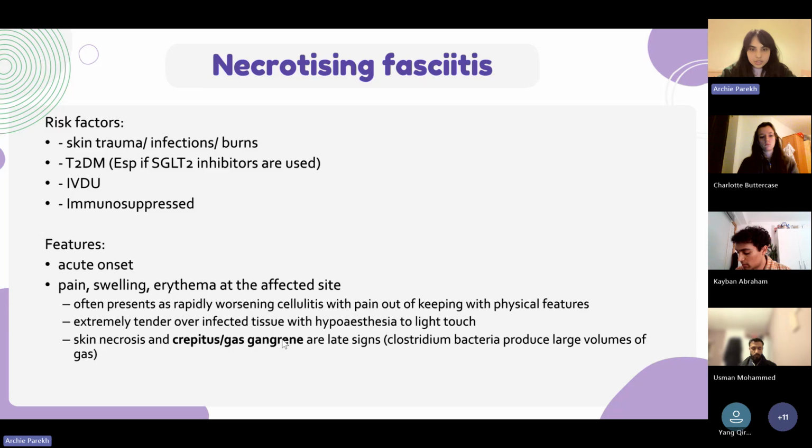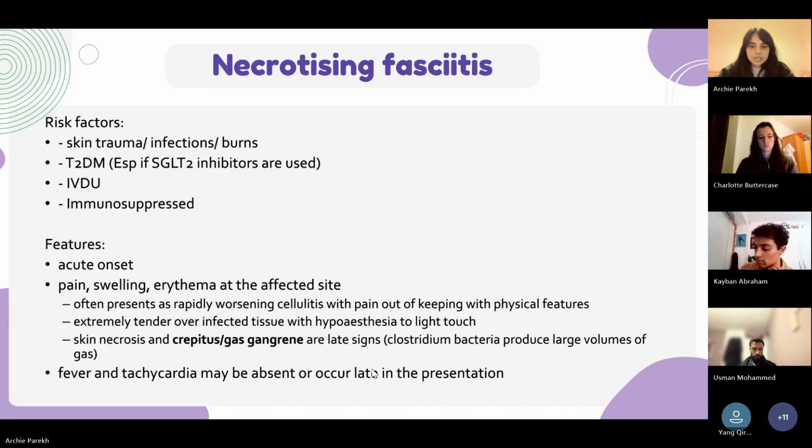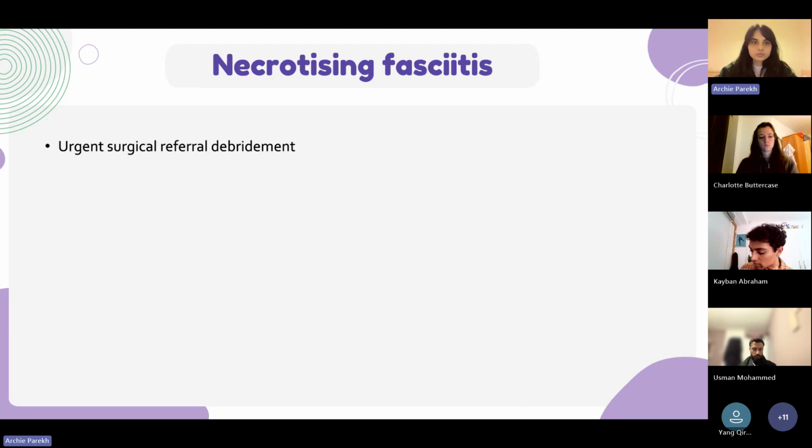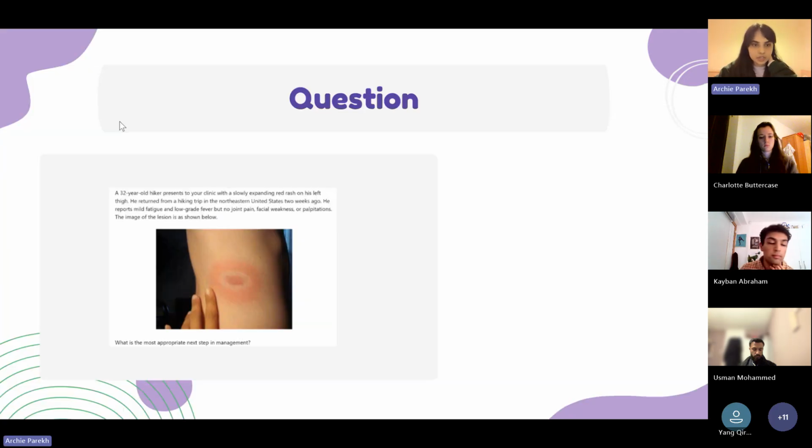Skin necrosis, sometimes you can have gas gangrene as a later sign. And if you have gas gangrene, you're going to think of Clostridium, because Clostridium usually produces a lot of gas. So if you have a patient with query neck fasciitis with some crepitus and a vesicular rash, instead of thinking about streptococcus, think about Clostridium. And fever and tachycardia may be absent, like we saw in the previous case where his obs were normal. And then treatment is urgent surgical referral and IV antibiotics.